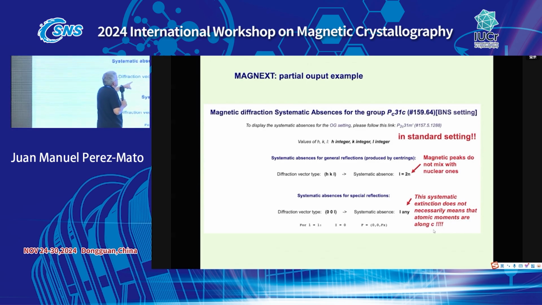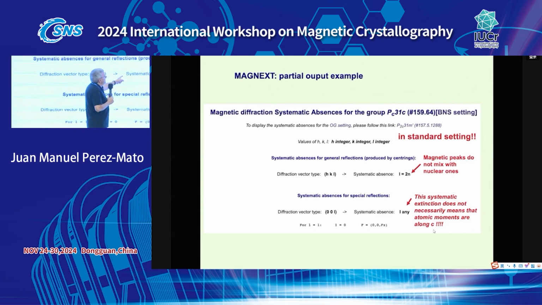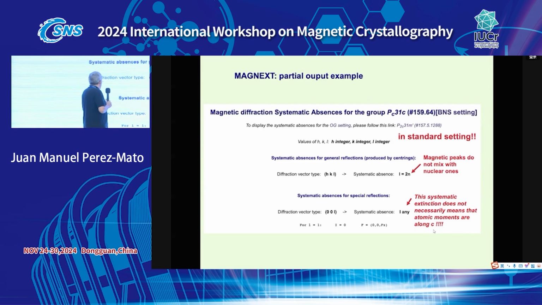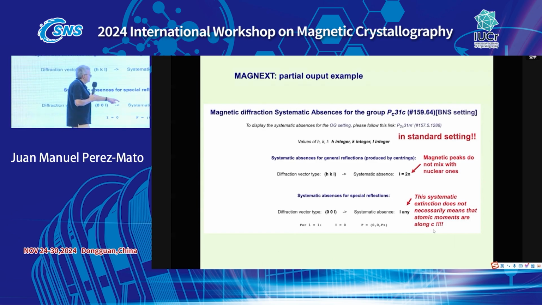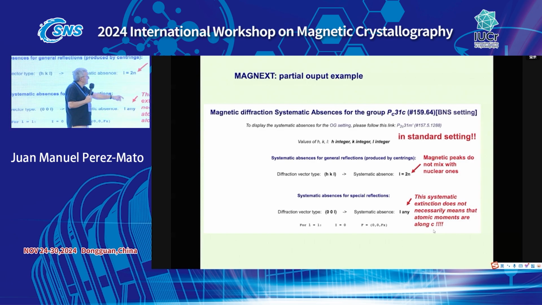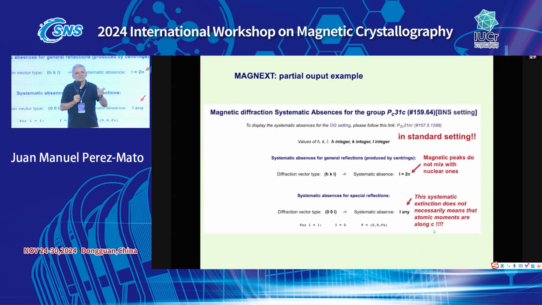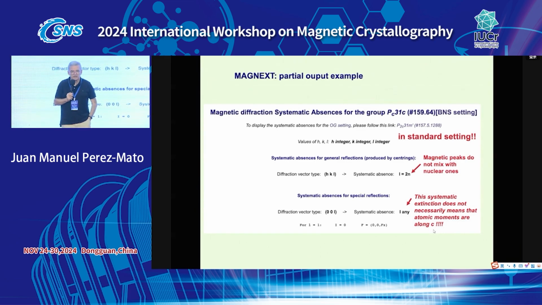And you see for this example, if you go to MagNest, you get this systematic absence. And of course you also have this systematic absence, 00L, L any. This comes from the k vector, from the propagation vector. That means that as you have a propagation vector which does not mix nuclear and magnetic reflections, you will have the magnetic reflection peaks completely separated from the nuclear ones. But we will have this systematic absence for this magnetic space group, which is the one that is realized in this compound that we have just shown.